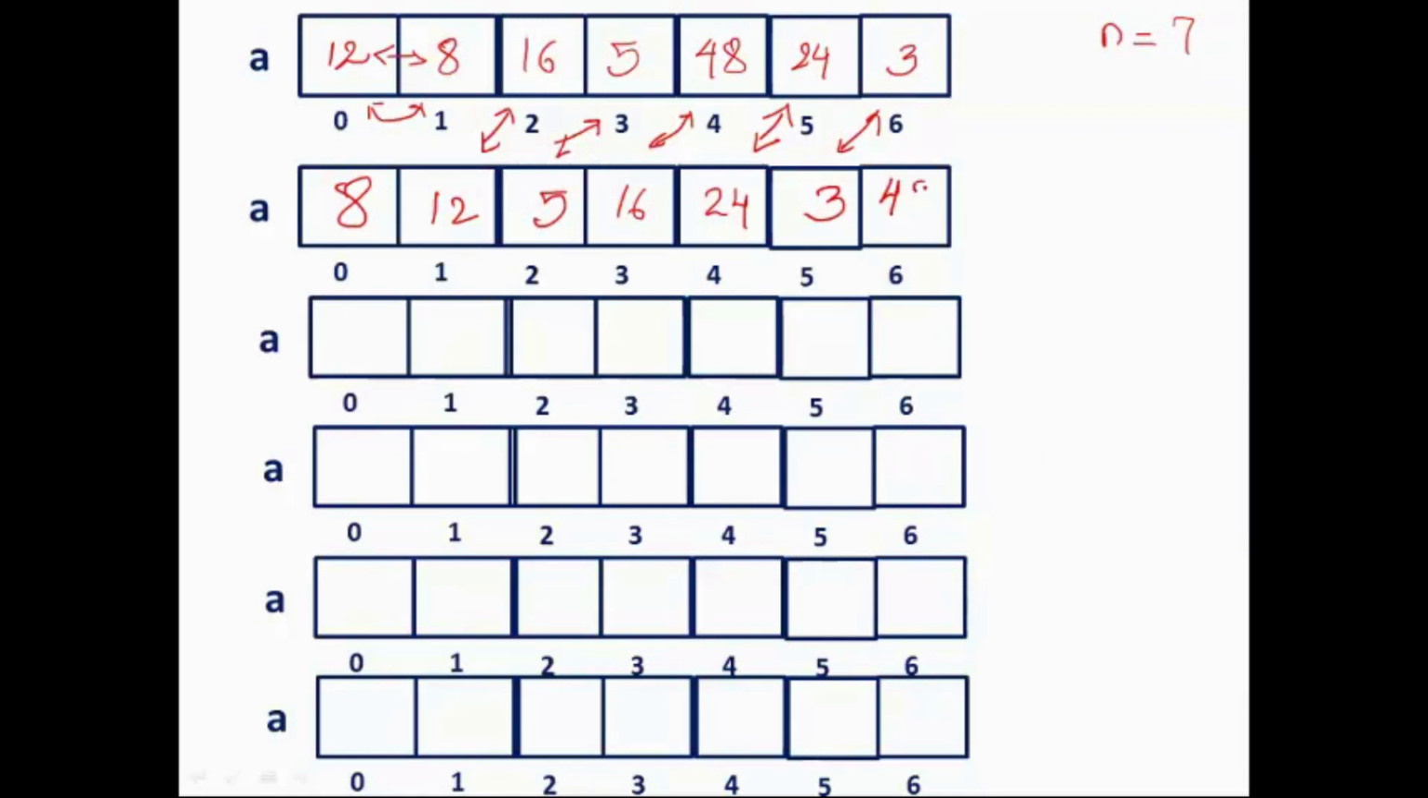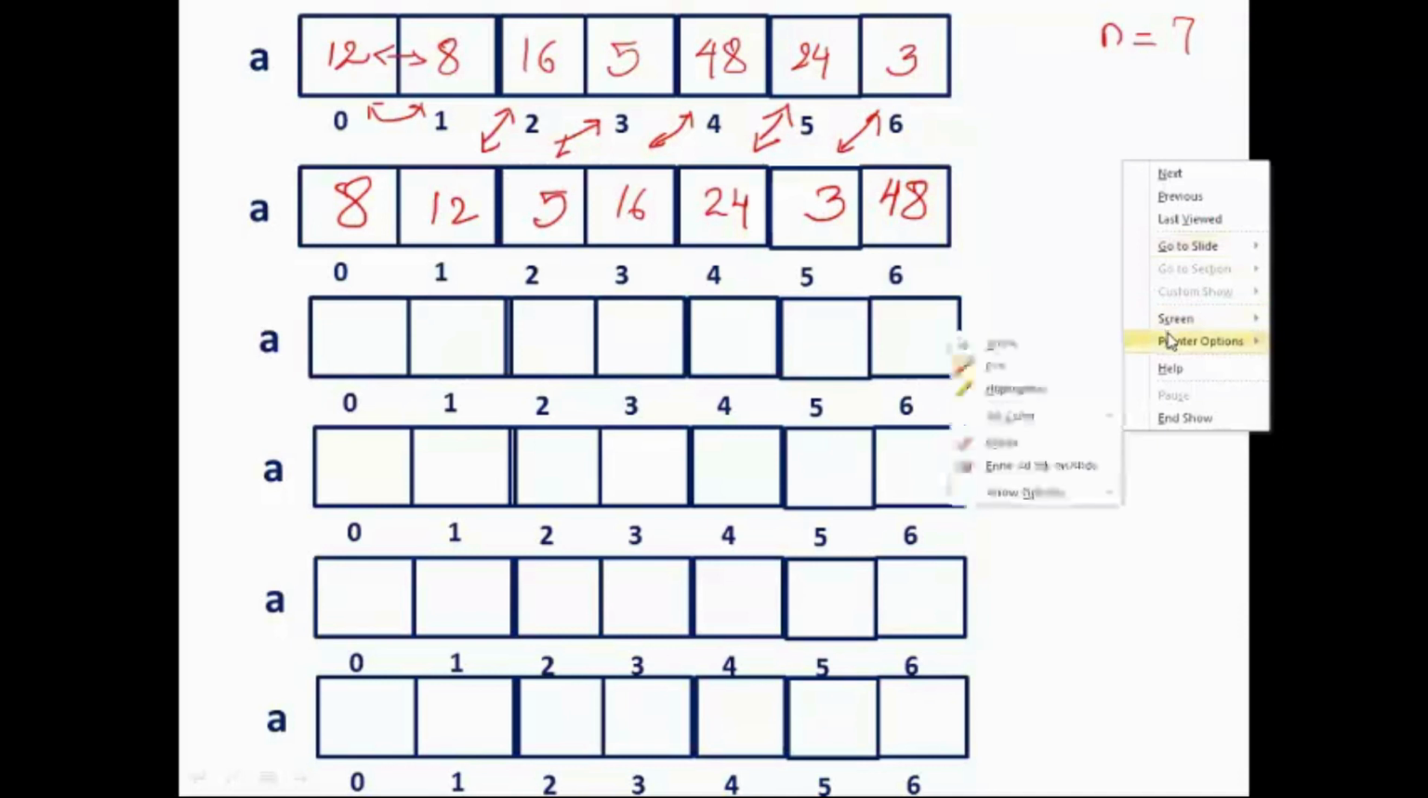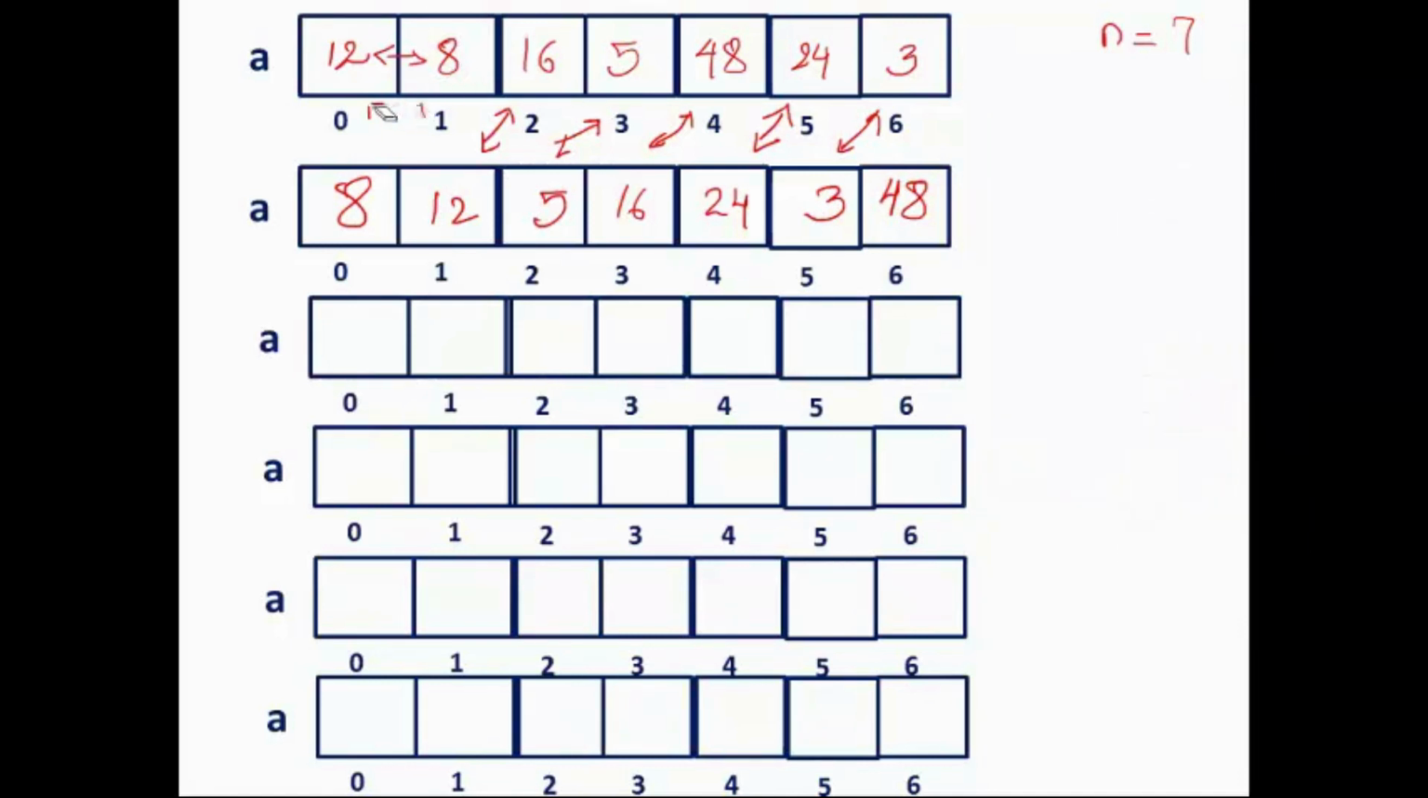What remains is 48. If you see in this sequence, whichever is the largest value that has come to its proper position, अगर आप देखेंगे तो 48 देखिए कैसे अपने proper position पे आया है. ये bubble sort की property है. What is bubble sort की property? That in each step, the next largest value will always come to its proper position.